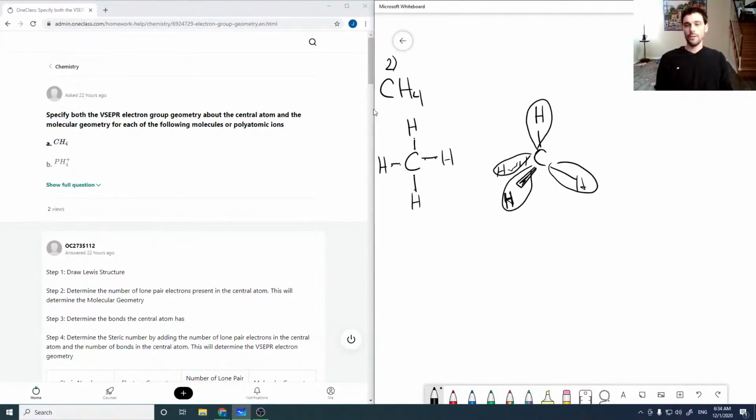So there's of course a table for these, but some of them you just start to remember because you'll see them a lot. So the electron geometry is AX4, meaning we have one central atom and four connected atoms, and so that's tetrahedral. And our molecular geometry is also AX4 or tetrahedral.